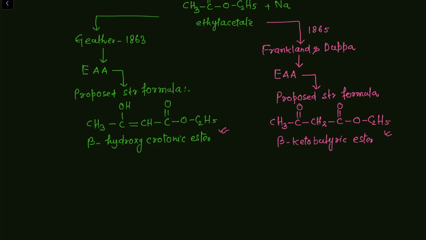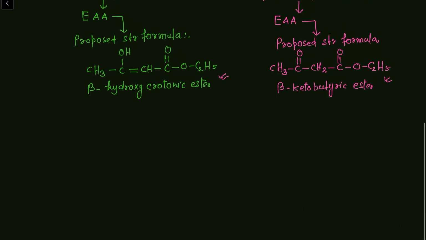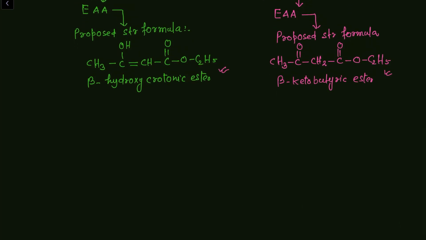Now there was a confusion among the group of scientists. There was a cold war between the work of Frankland and Duppa and the work of Geuther. Each one, that is Geuther and Frankland and Duppa, was trying to convince that my work is correct, my work is correct. Then they provided the scientific evidence in support of their work.